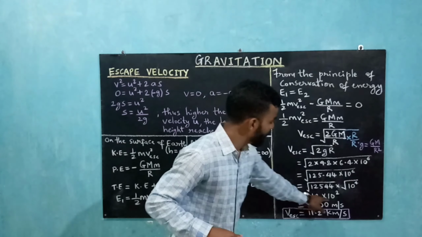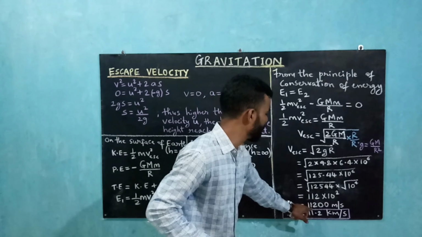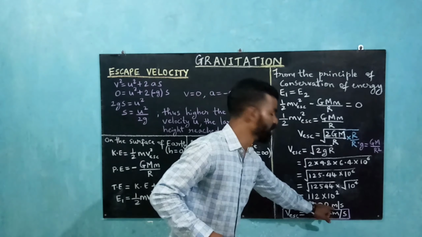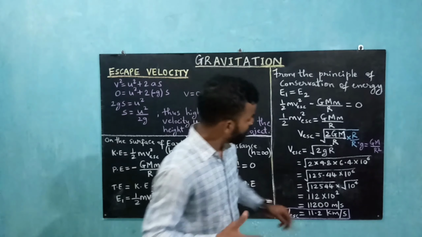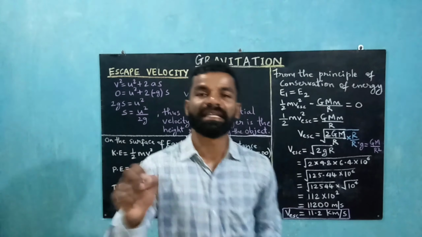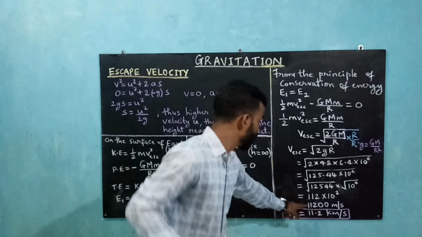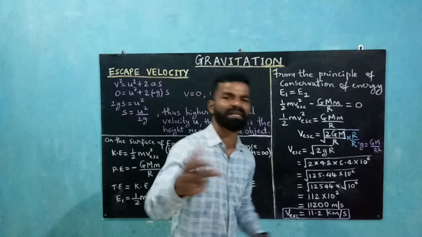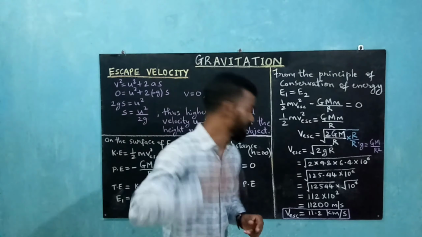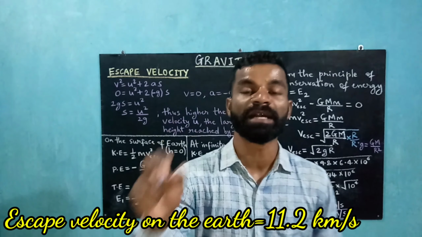So 112 into 10 raised to 2, which is 100, gives 11,200, and the unit for velocity is meter per second. If you want to convert it to kilometer, you have to divide the meters by 1000. So if you divide this by 1000, you will get 11.2, and it becomes kilometer per second. So escape velocity equals 11.2 kilometer per second.